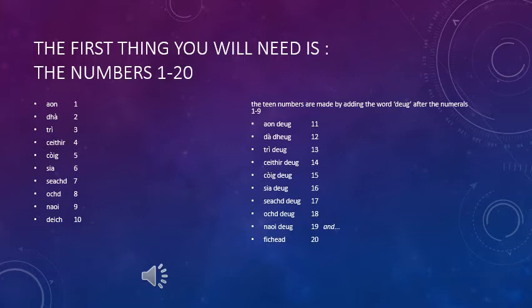Un, ga, tri, ceher, coig, shia, sheach, och, nui, jeich. Now they'd sound a little bit different if we were counting, but we're just having the numbers.